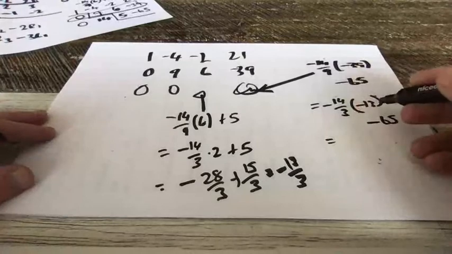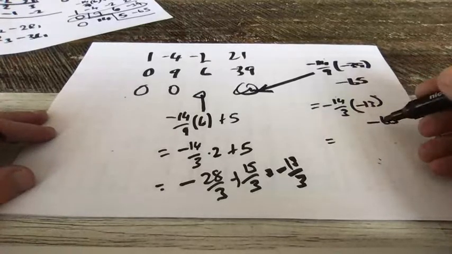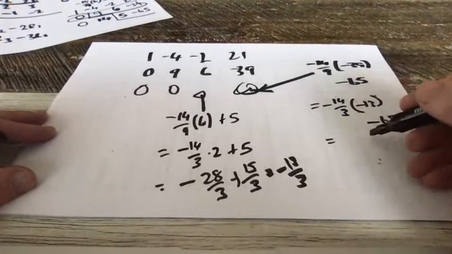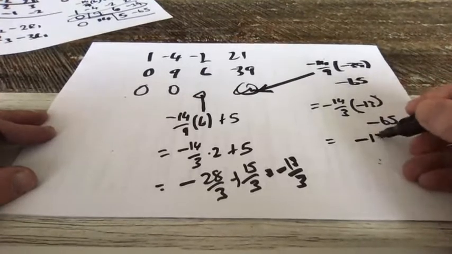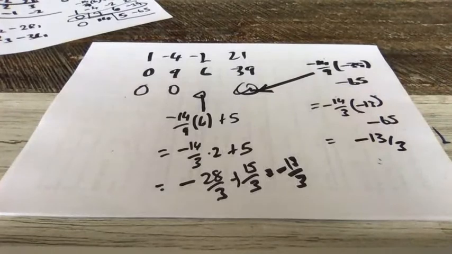I think when you do the calculation, folks, you get minus 13 over 3 here again. When you do that calculation, I'm just losing the will to live here, but that's what you do.